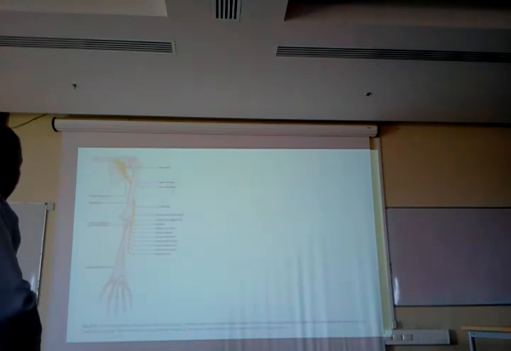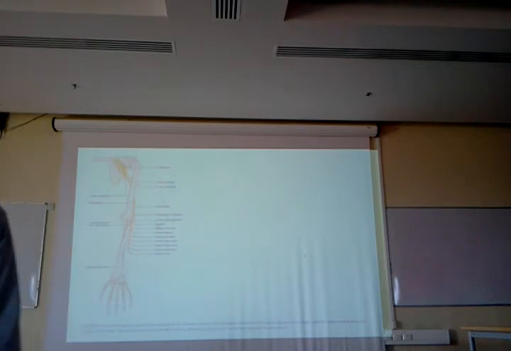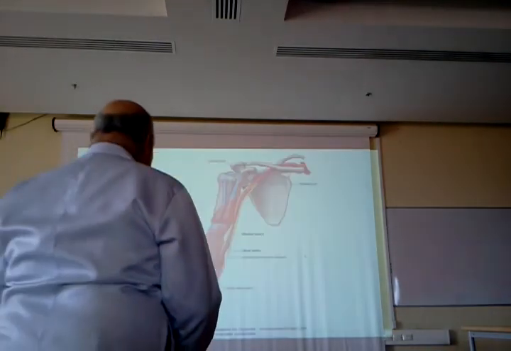What is this? Radial nerve. Does the radial nerve arise from the medial cord, lateral cord or posterior cord? Those who say medial cord raise your hands. Those who say lateral cord raise your hands. The posterior cord. Alhamdulillah.